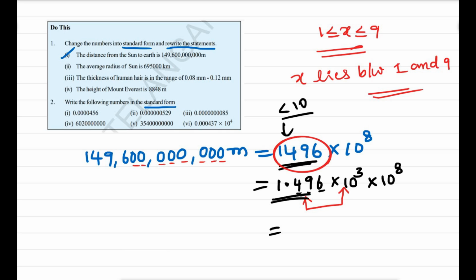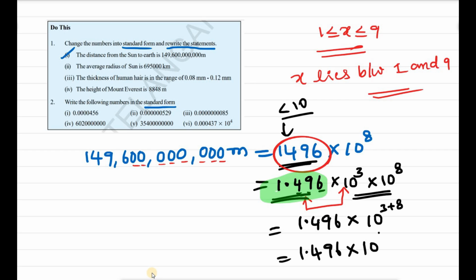Now coming to the problem, observe this one. What do you observe here? This number has gone down to less than 10. So 1.496 is always less than 10. So now solve that. 1.496 into, now observe these two bases are equal, so powers can be added: 3 plus 8. So 1.496 into 10 to the power of 11. This is the scientific form. Hope you understand that.